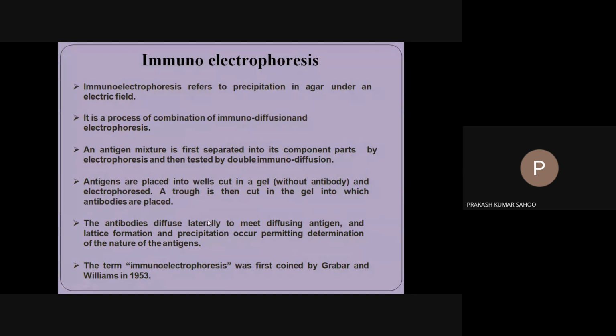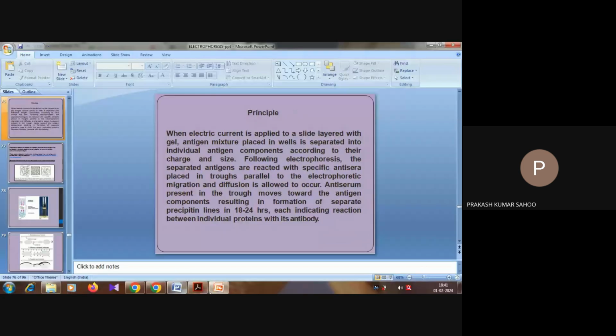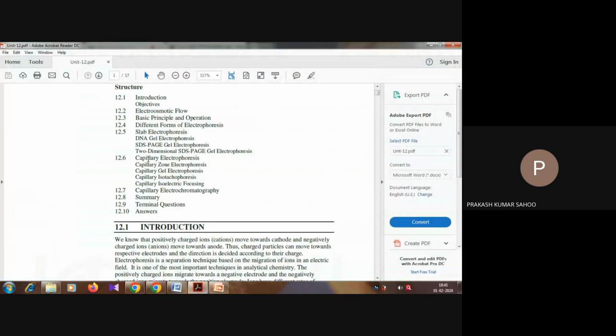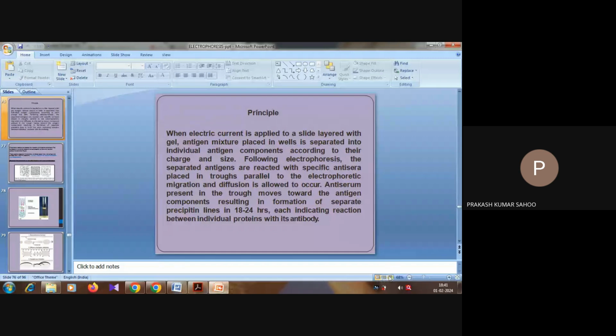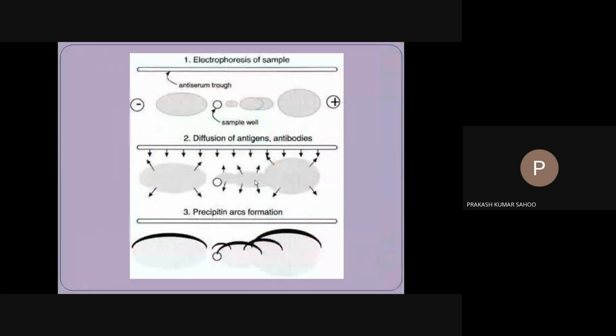A trough is then cut in the gel for the antibodies. These are not needed. Immunoelectrophoresis is not there in your syllabus, I think. No. Just keep this one in mind, this is a biological method.